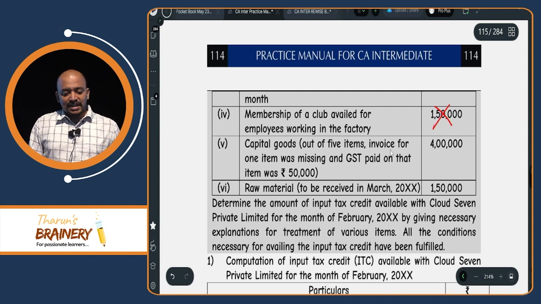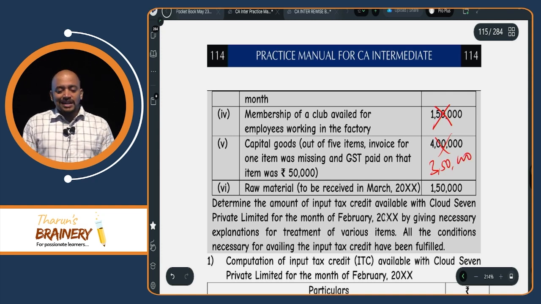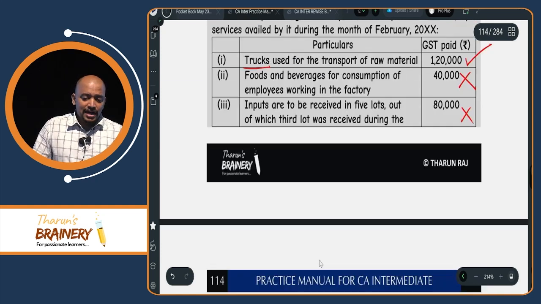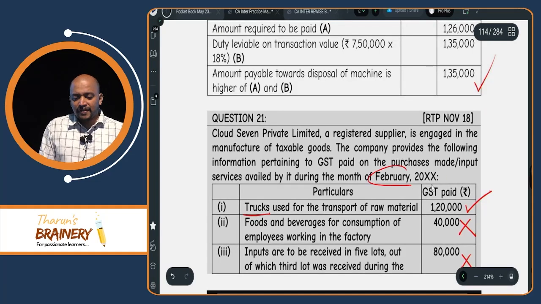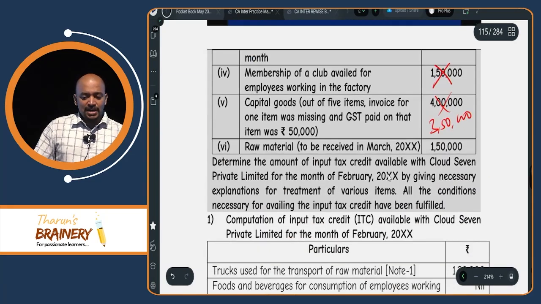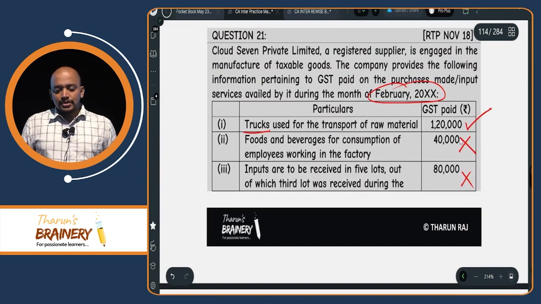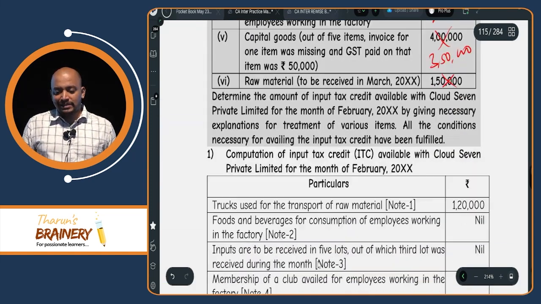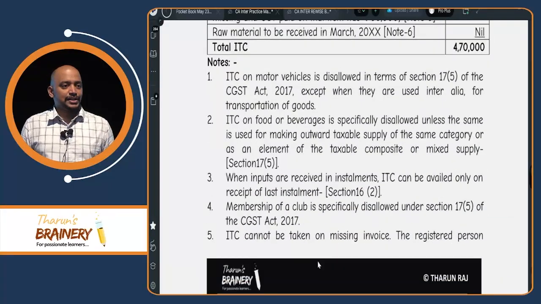Capital goods, out of 5 items, invoice for 1 item is missing. So we can take only 3,50,000. Raw material to be received in March. Right now we are computing for February. So to be received in March, so we cannot take ITC now. So 1,20,000 plus 3,50,000, 4,70,000.